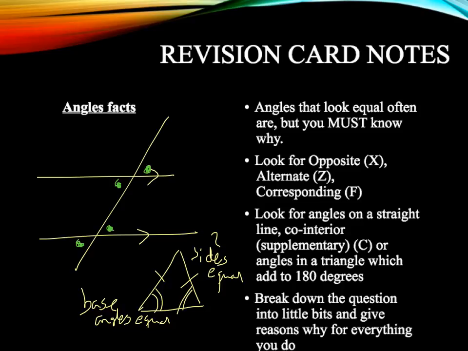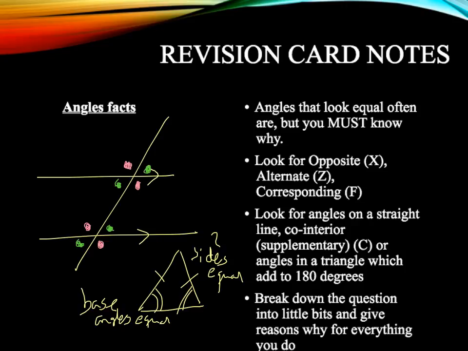I'm going to choose a different colour and work out the rest. This angle and this angle are equal. This angle and this angle are equal. And this is always going to be the case. But what you need to be able to do is recognise the shapes and why. So what you need to be looking for are opposites, which form this kind of X shape, alternate, which form the Z shape, corresponding, which forms the F shape.